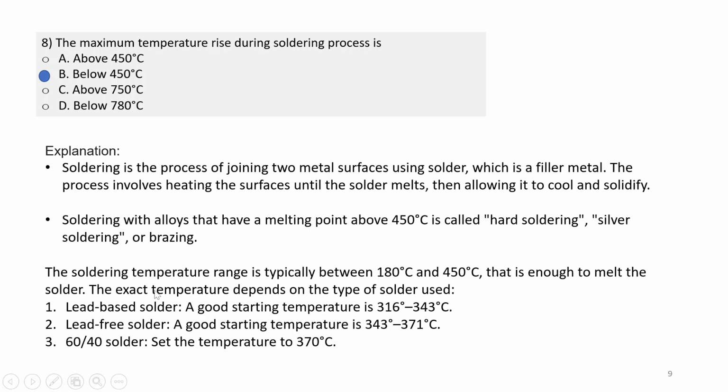Now these are the solders. Lead based solders have a starting temperature of 316 to 343 degrees Celsius. Lead free solders have a temperature between 343 degrees Celsius and 371 degrees Celsius, and 60/40 solder has a temperature of 370 degrees Celsius.